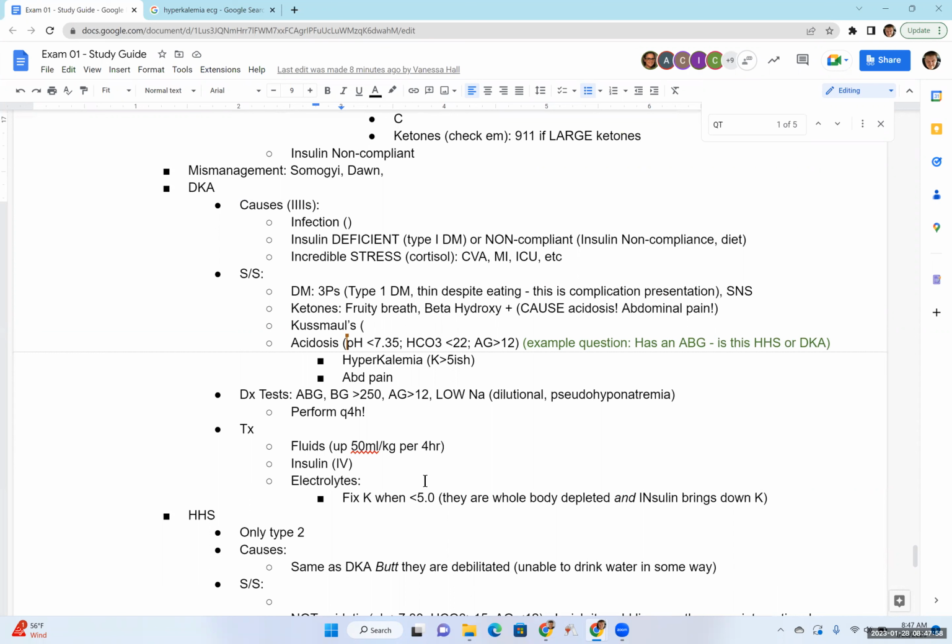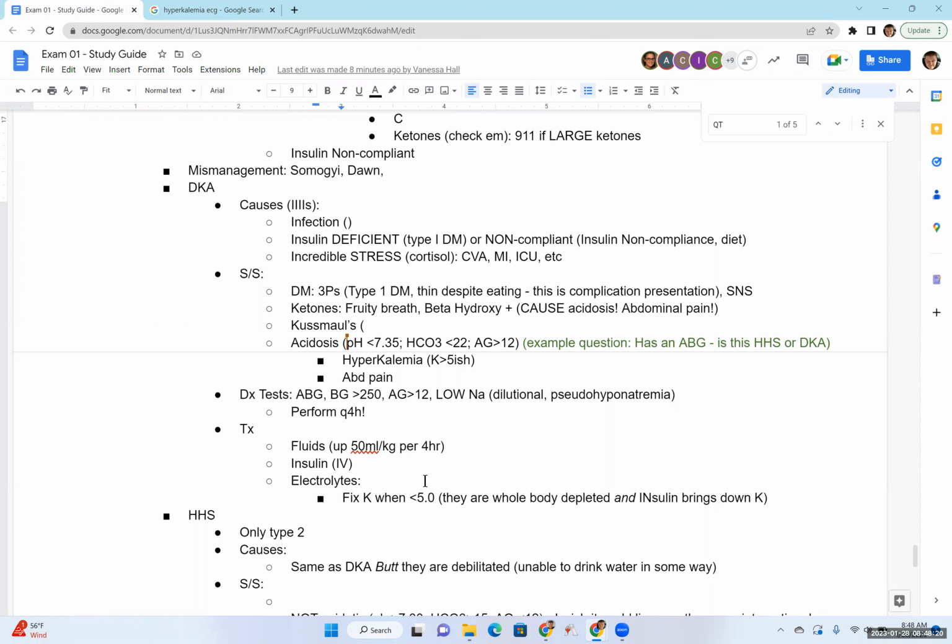One makes ketones, right? And when do you make ketones? When you don't have insulin, right? Who doesn't have insulin? Who has an absolute deficiency of insulin? Type 1s, right? Because you still have insulin in type 2s, you don't go make ketones. That's why HHS cannot occur in type 1s.